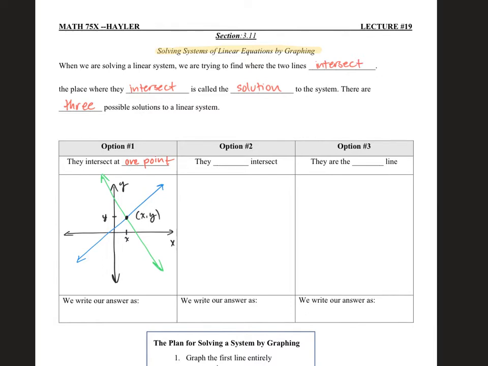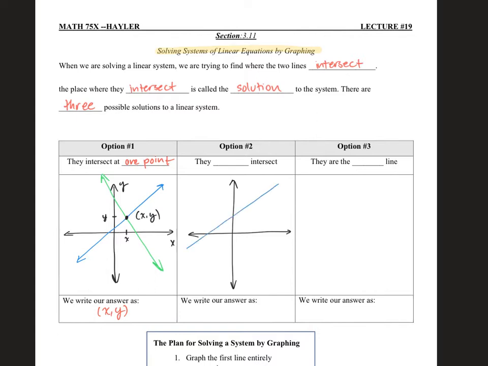So we would write our answer as the point where they intersect. All right, so that's the first option. What do you think the other options are? You can pause the video and try to think about what you think the options might be. Alright, so another option: well, they can cross and intersect. Another option is they never intersect. How is that possible?